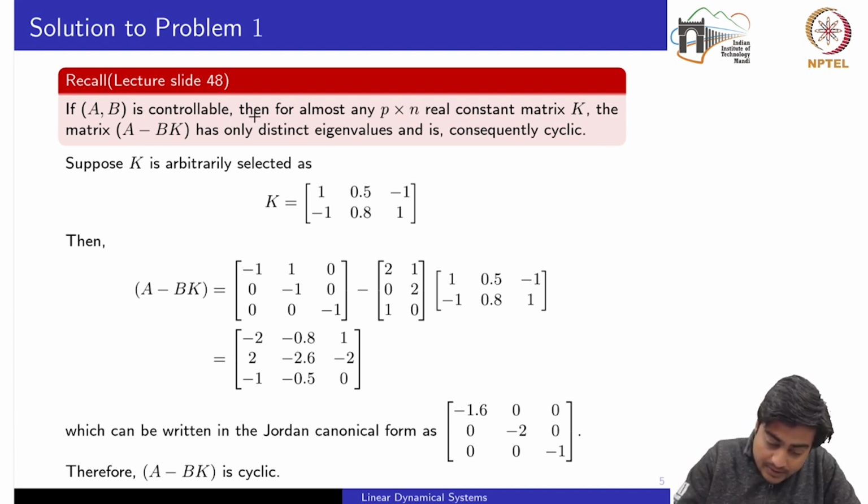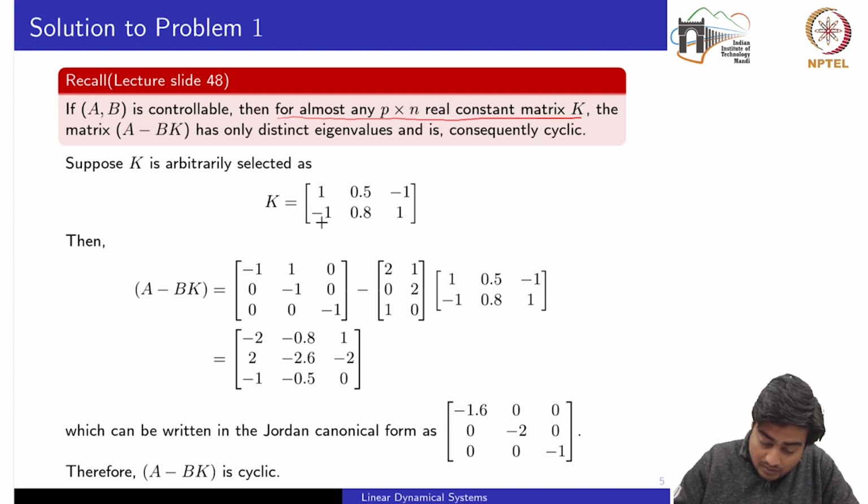So recalling again this result, it says that almost any real constant matrix K of appropriate dimension could ensure the cyclicity of the matrix A minus B times K. So here we select K as an arbitrary matrix, this one, and then compute A minus B times K, which happens to be this matrix, and we can write this in the Jordan canonical form. So we see that all the eigenvalues are placed on the diagonal, and therefore this matrix is a cyclic matrix. Okay.